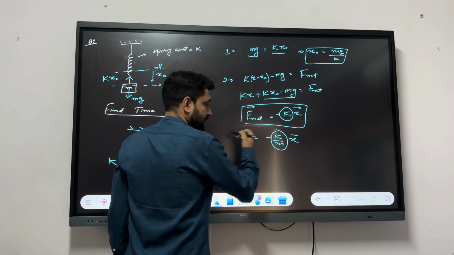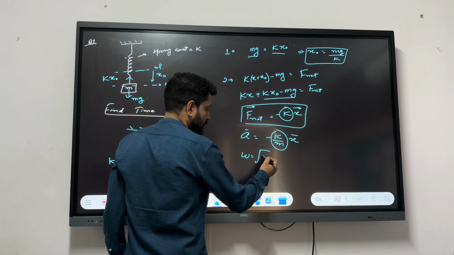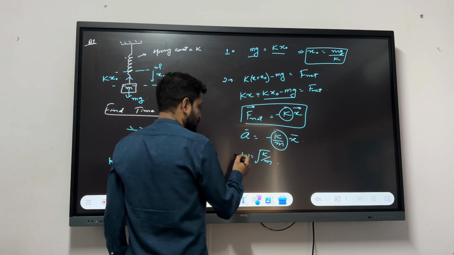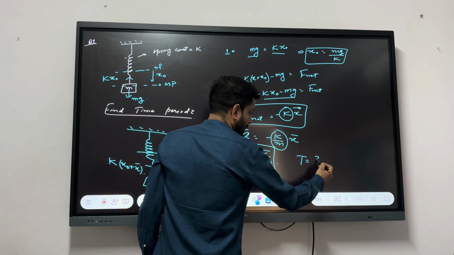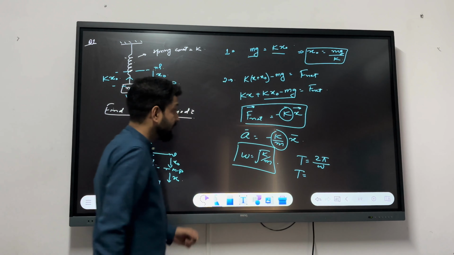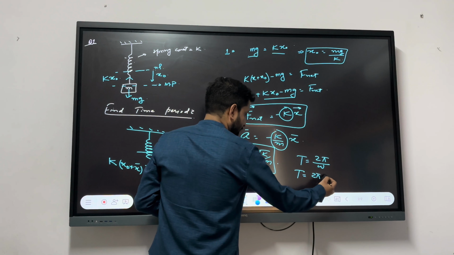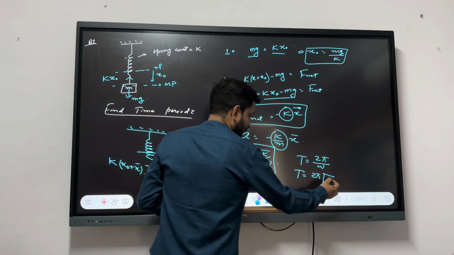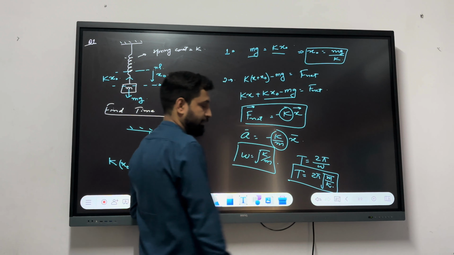So this is actually omega square. So we find omega is equal to under root k by m. From here we can find the time period, simply that's 2 pi divided by omega. So the time period of this body will be 2 pi under root m upon k. So this is the time period.